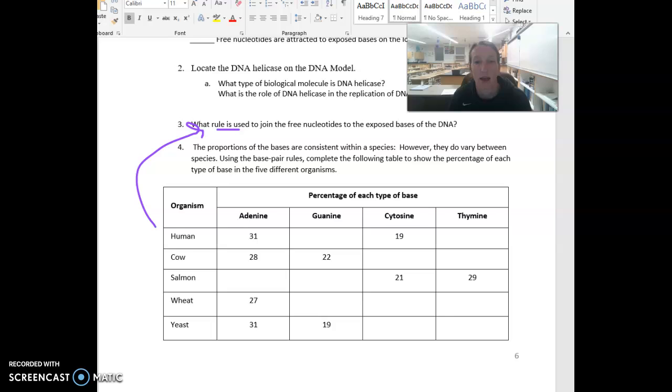It's proportions. If A is always going to be paired up with T, then the proportions should be the same. If I have 20 adenines, then I should have 20 thymines. If I don't have 20 thymines, then I know something got messed up.